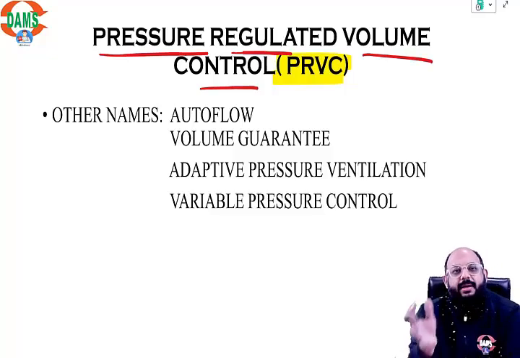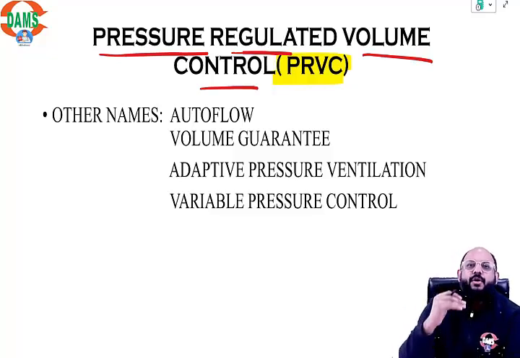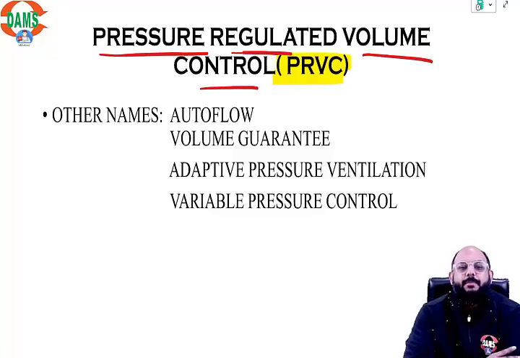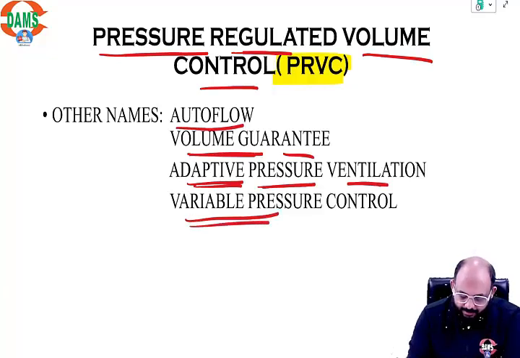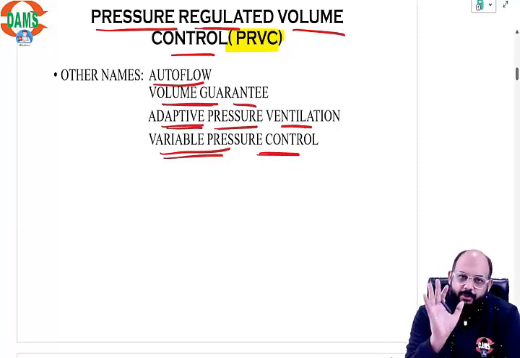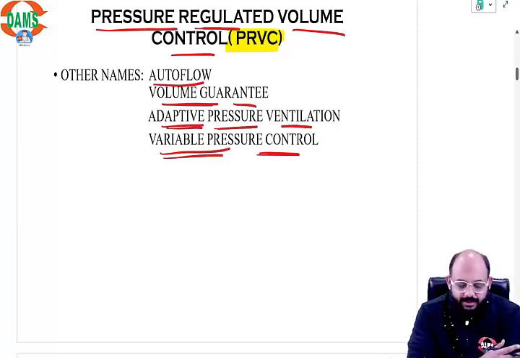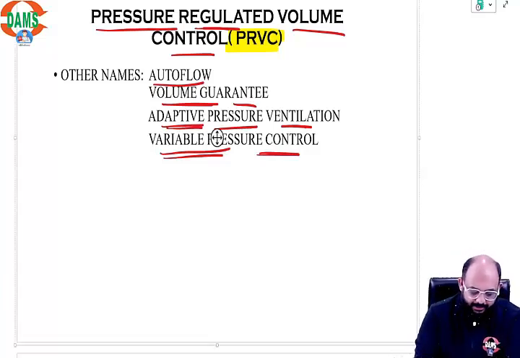Ultimately the idea is to achieve a set tidal volume, but to make sure that you do not cross a particular set pressure. So it is pressure limited volume control. Other names are auto flow, volume guarantee, adaptive pressure ventilation, and variable pressure control. These other names can sometimes come up, but usually it is the standard terminology that comes into use, that is PRVC.